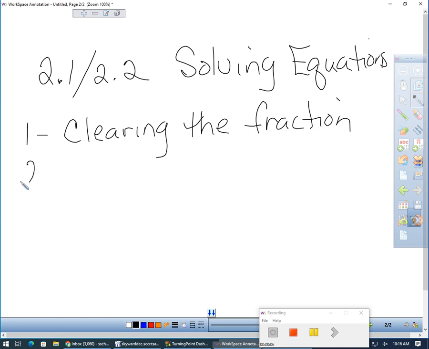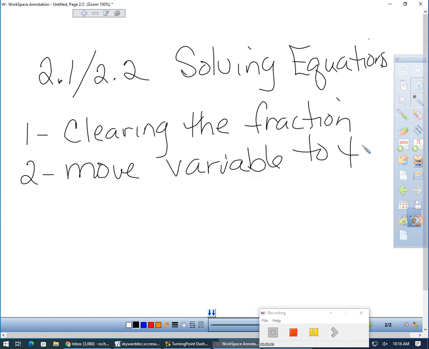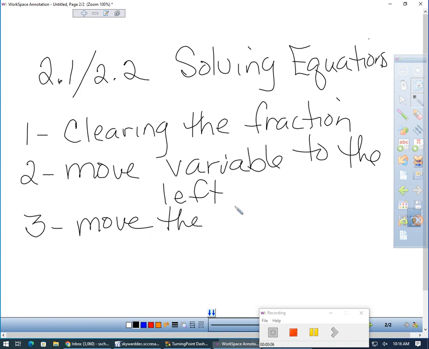Step number 2, I'd like you to move the variable to the left. So I'd like you to move the variable term to the left-hand side. And there's lots of different ways to do that. Step number 3. Today we are going to move the constant, or the number, to the right.